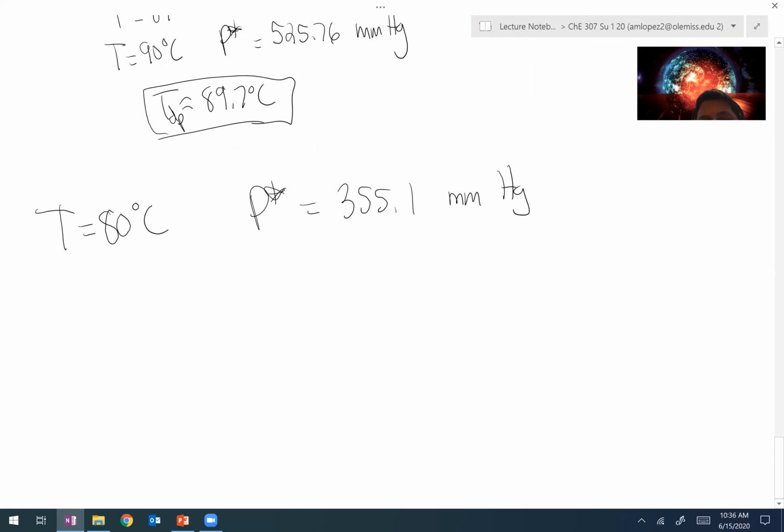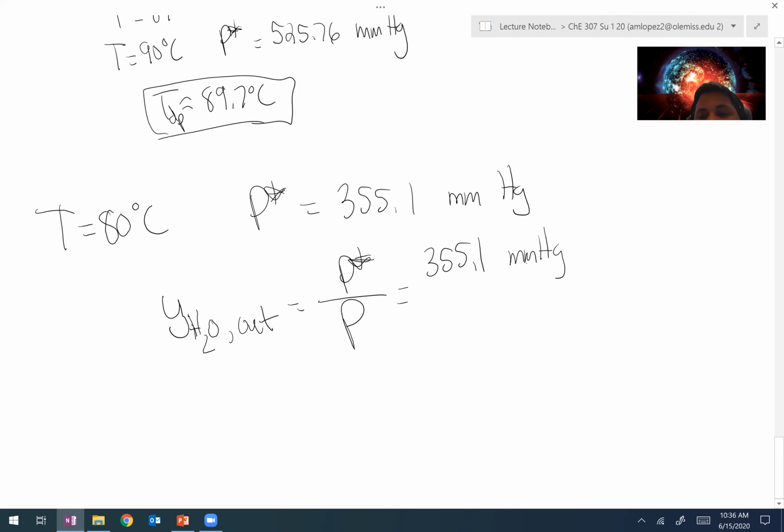And so using Raoult's law again, since water is the only condensable component, if that system leaves at 80 degrees C, the mole fraction is that vapor pressure over the total pressure, or 355.1 millimeters of mercury over 5,200 millimeters of mercury, which is 0.068, or 6.8 mole percent.